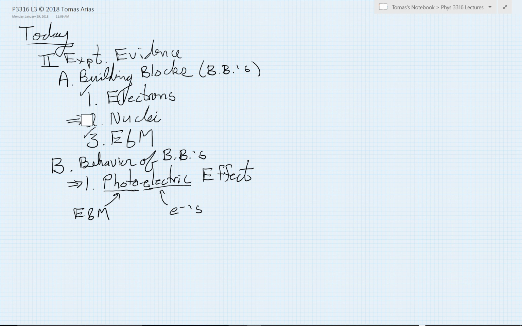Now, moving on into the second half of today's lecture, we're then going to begin to consider the behavior of these building blocks so we can build up a proper mathematical description of the world around us. And our first crack at that will be looking at a very interesting experiment, the photoelectric effect, where photo, of course, means light. So we're going to be looking at how the electromagnetic interaction modifies the behavior of electric, or in other words, electrons. How do electrons respond to this electromagnetic interaction? And that will be the second half of today's lecture.